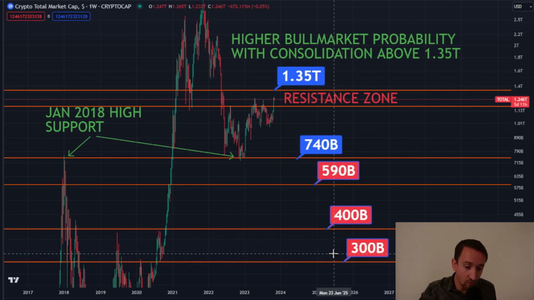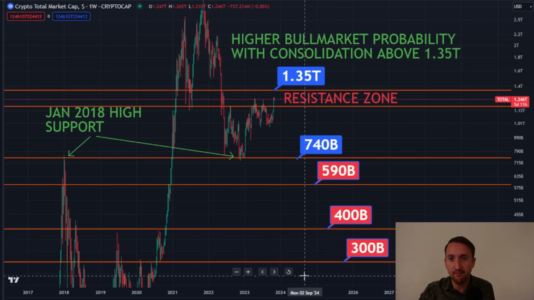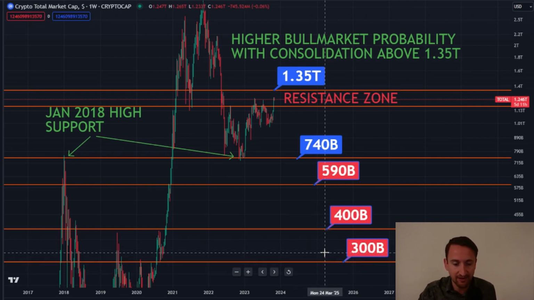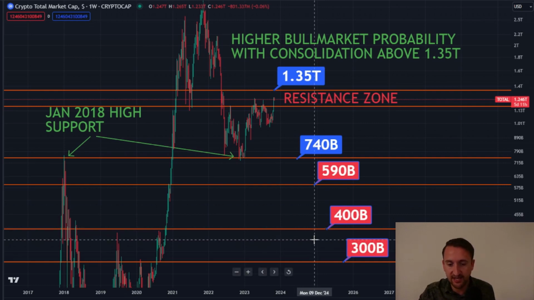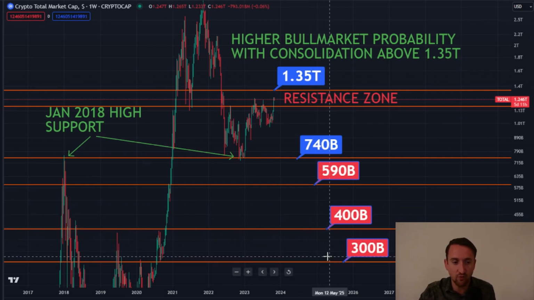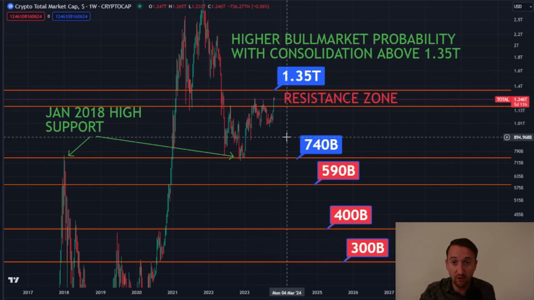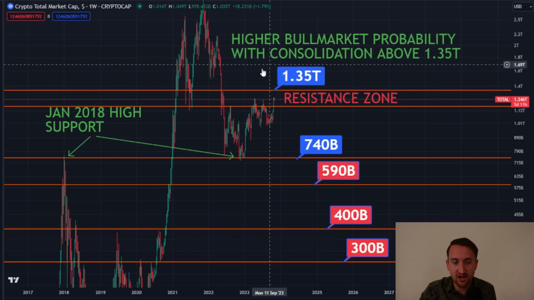I'm not saying I think we're going to get down there. I'm just saying that if we get that altcoin extinction event, if we get Bitcoin below 10K, we are probably going down to around 300 billion, in my opinion. But that's not where I'm seeing this bear market potentially ending. That's just a worst case scenario. But all eyes on this zone that we're currently in. If we get rejected or if we consolidate above, then the scenario changes.